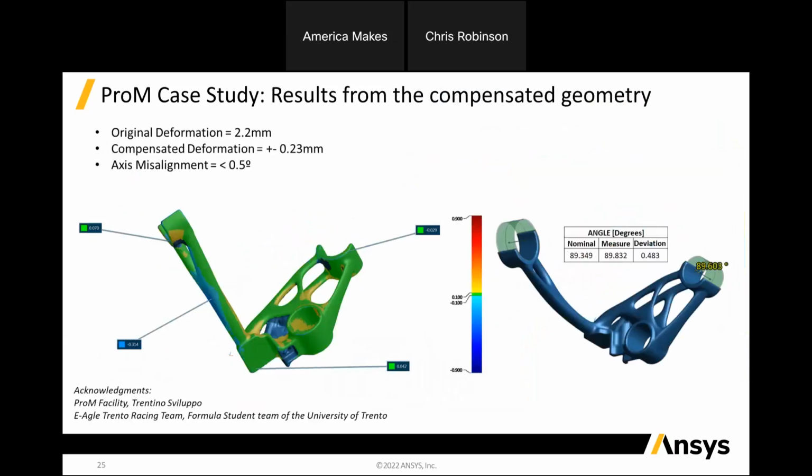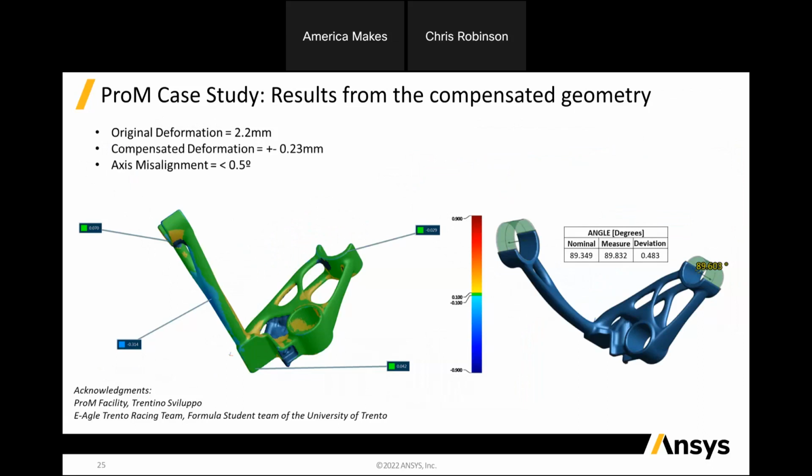And then the really valuable part of this is that the idea here is, you want to be able to build a deformed geometry without having to rebuild the part. And so the original deformation without the compensated geometry was 2.2 millimeters.